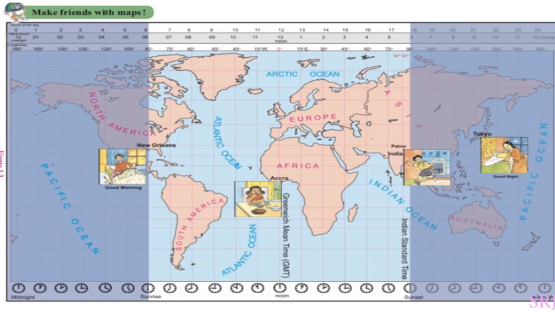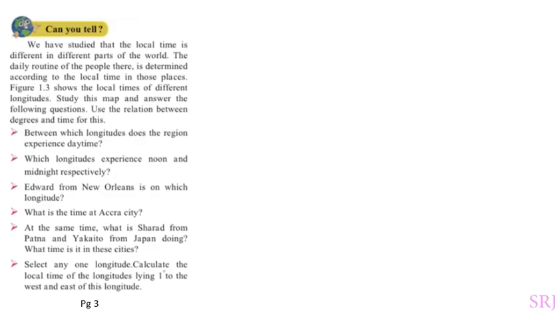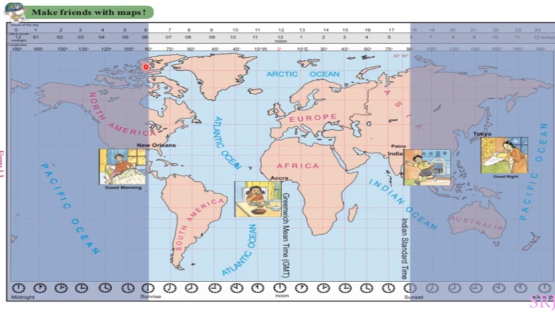So here, this is the map, that is figure 1.3. It is on page number 4 of your textbook. So now let us solve the first question. Question number 1. Between which longitudes does the region experience daytime? So now, as we can see, from here, it is sunrise, then noon, then sunset. So it means that these longitudes are experiencing daytime.